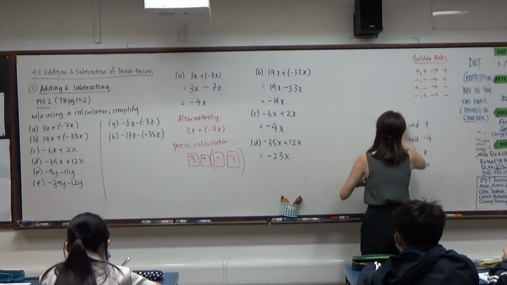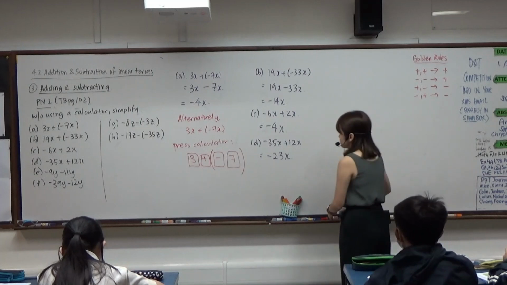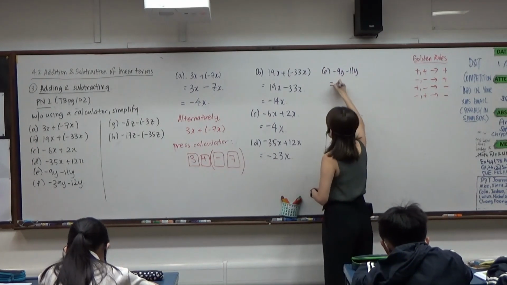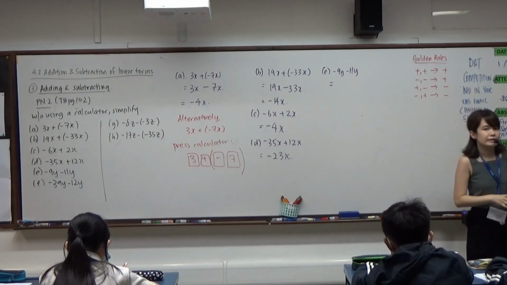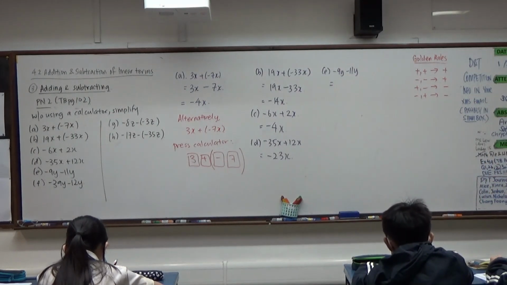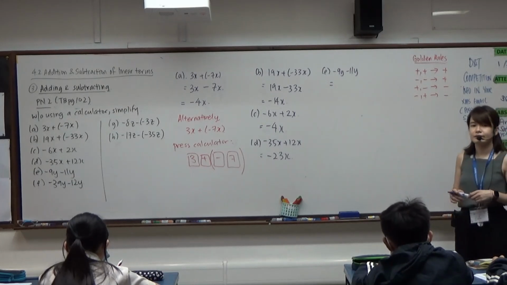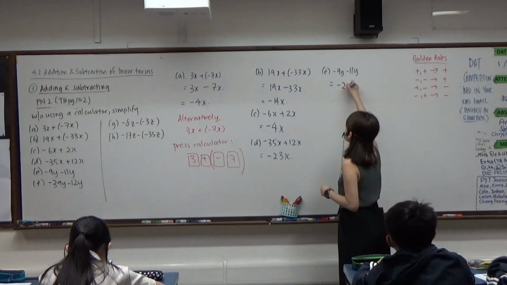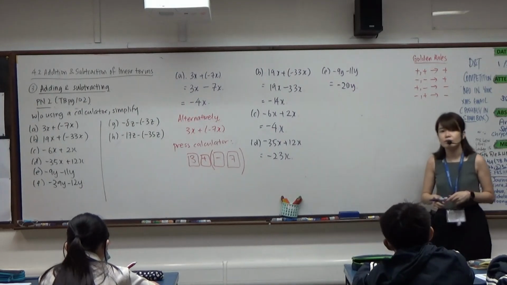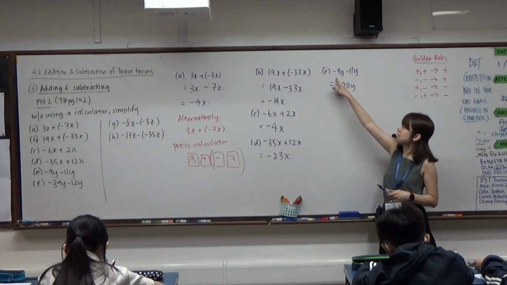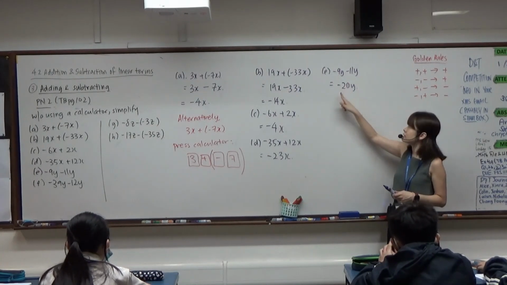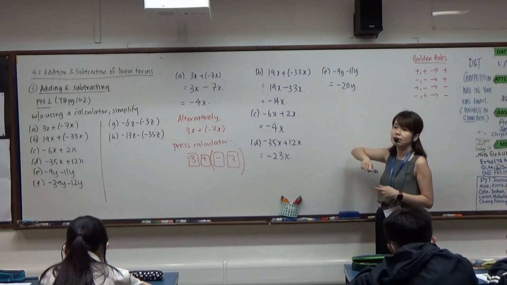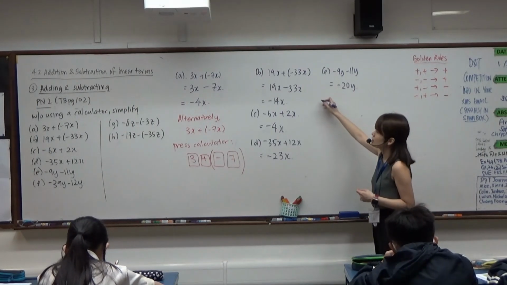Okay, next, part E. We have negative 9y minus 11y. What will we get? Then, Zayden, what do you think? Negative 20y. Okay, so Zayden says negative 20y. Do we agree? I owe people $9, owe them some more $11. Total I owe them $20. Okay, so negative 9 minus 11. You could press your calculator for that as well.